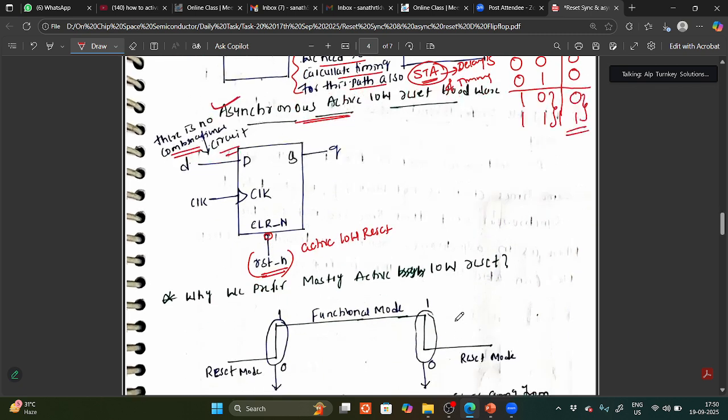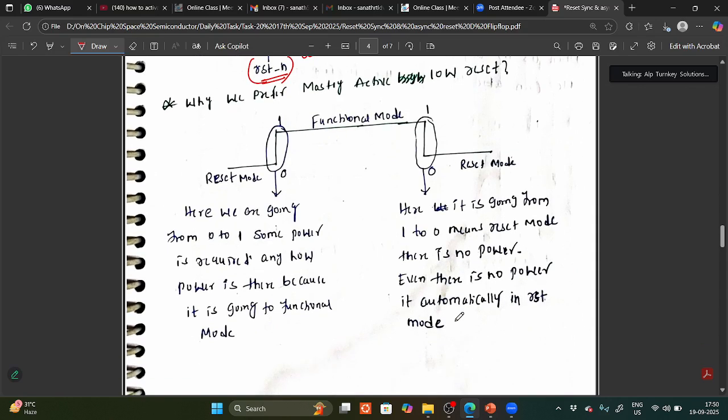Next, mostly in the design, or in a D flip flop, why do we use active low reset? Why do we not use active high reset? I will tell you. This is active low reset. When it goes from 0 to 1, it goes from reset mode to functional mode. In reset mode, you are getting Q equal to 0. In functional mode, you are getting Q equal to D.